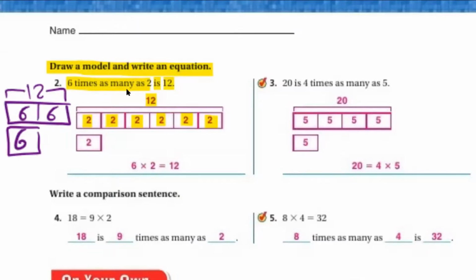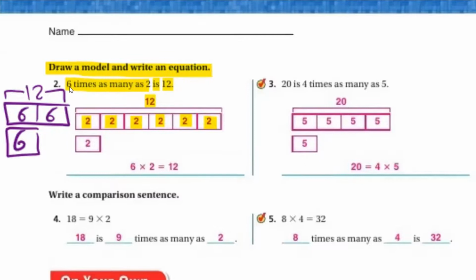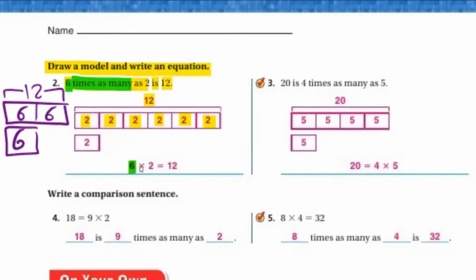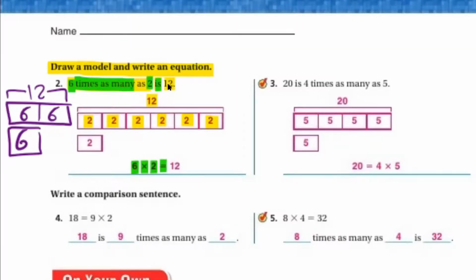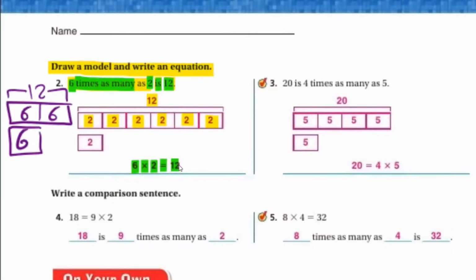Okay, let's write an equation. Firstly, we have here 6, put it as the same, times as many as, put it as multiplied by 2, put it as the same, is, write it as equals 12, put it as the same. It's very easy, right? Okay, let's move to the number 3.